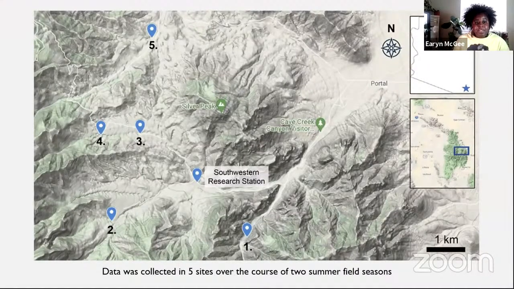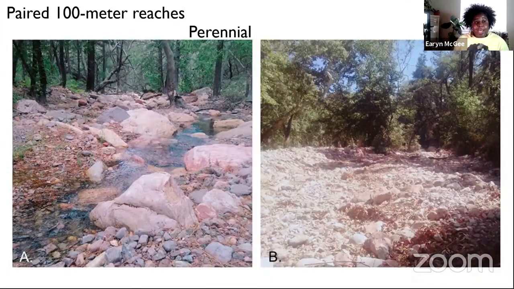Data was collected in 5 study sites over the course of 2 summer field seasons. At each site, we had a paired 100-meter perennial reach and ephemeral reach. So with the perennial reach, there was water all the time throughout the summer, and then in the ephemeral reach, there was no water. And so this was the main difference between our reaches. The habitats were mostly the same outside of that. They were far enough apart that we were confident that the lizards weren't moving between reaches, and that also the aquatic insects were not impacting the terrestrial lizards in our ephemeral reaches.